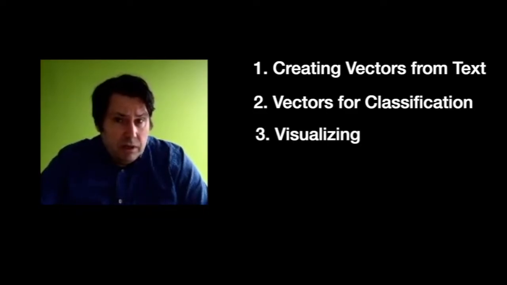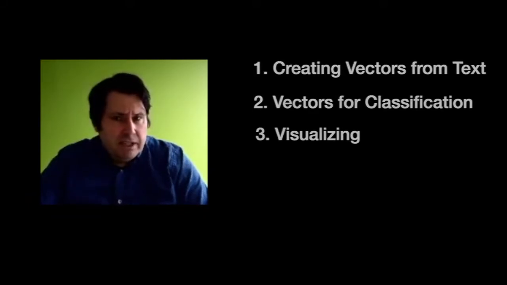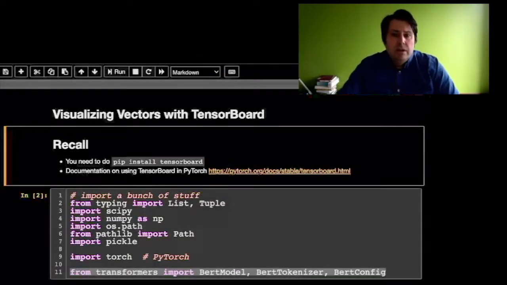So we classified tweets as being about movies or not about movies. In this episode, we're going to look at how you can use those vectors to just take a look at them. We created the vectors in the first episode, we modified them in the second episode, and in this episode we're going to look at them in 3D in TensorBoard.